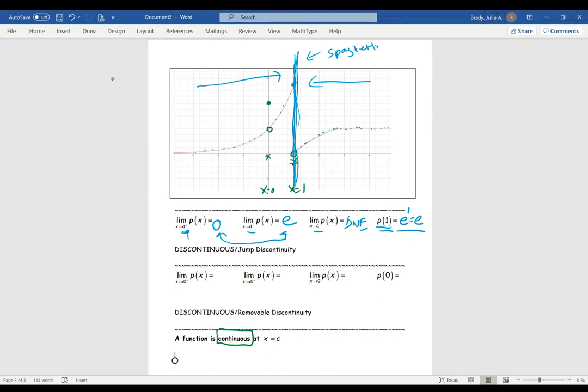So at this point of discontinuity, there's a break in the graph. A lot of calculus books call this a jump discontinuity. What's happening is from one direction you have one limit, from the other direction you have another limit. So you have this jump in the graph.